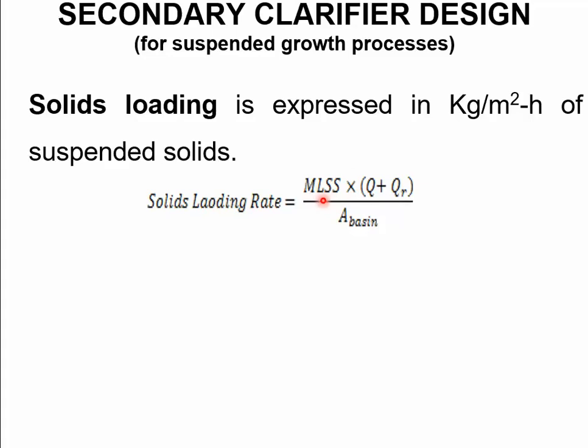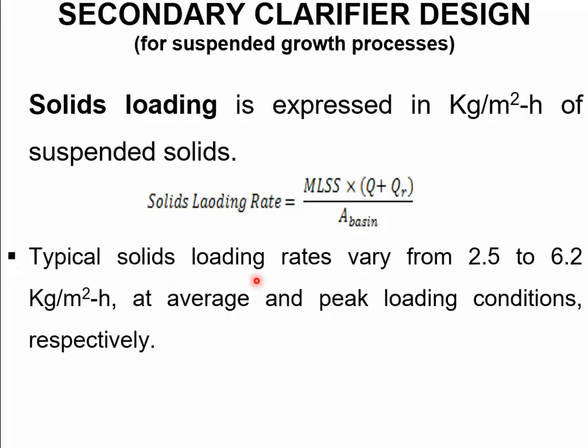we will multiply it with the discharge, and discharge is the total discharge including the recirculated water. As in activated sludge process, sludge is recycled from the secondary clarifier back into the aeration tank, so that recirculated discharge is also to be added here. So solids concentration multiplied by total discharge will give you mass per unit time. And if you divide it with the area of the secondary clarifier, it will give you the solids loading rate.